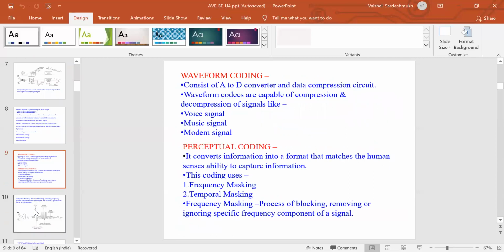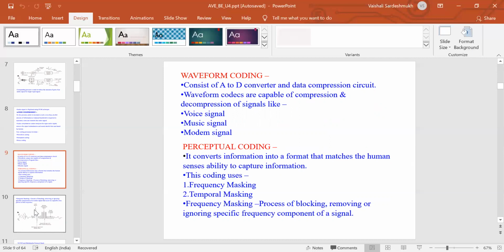Waveform coding consists of an A to D converter and data compression circuitry. Waveform codes are capable of compression and decompression of signals like a voice signal, music signal, or a modem signal. A modem signal is nothing but a signal from the modem, which does the modulation and demodulation process.